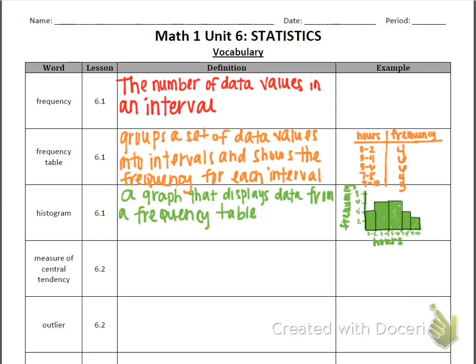Could you tell me how many total students there were? Yeah, you could add them all up, right? So that's going to be the kinds of questions that I'm going to ask you. So that's interpreting the data. Okay? So let's take a look at our first page of notes.